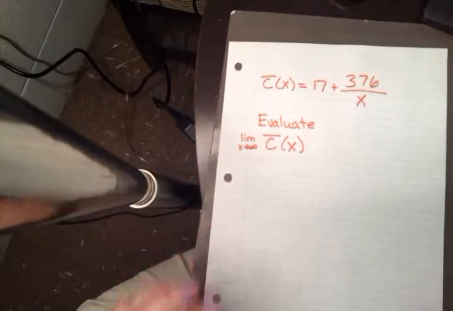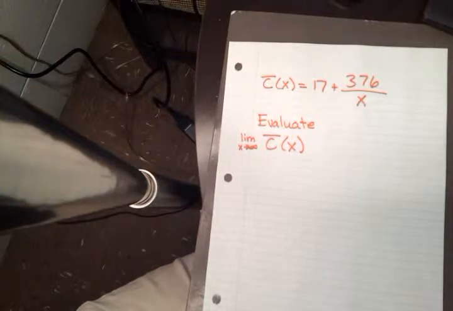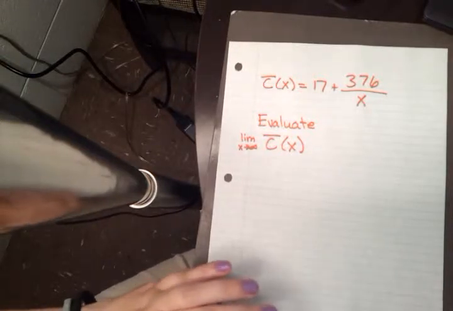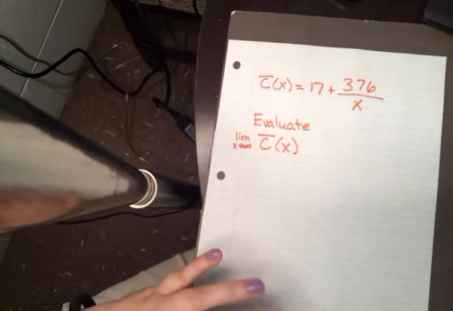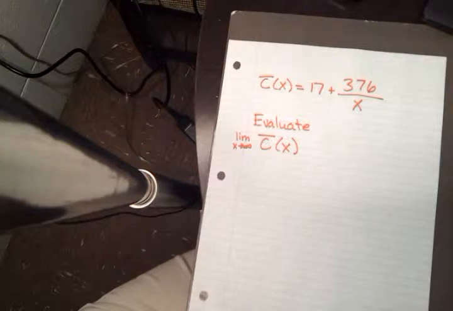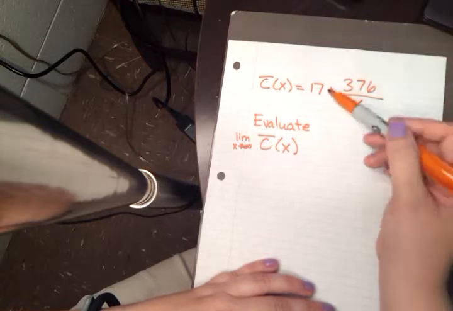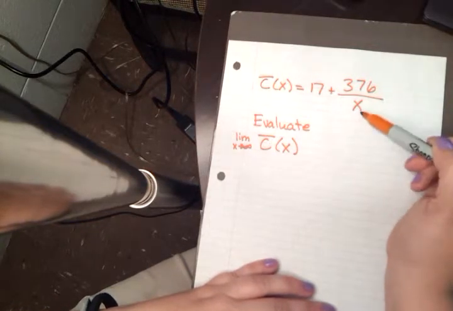Let's take a look at the C-bar question. This is one that shows up on a couple of the practice tests, and it could be in different numbers, but it's basically the same kind of question. It asks: the average cost in dollars of producing x units of a certain commodity is given by the following function. And they give us C bar of x equals 17 plus 376 over x.